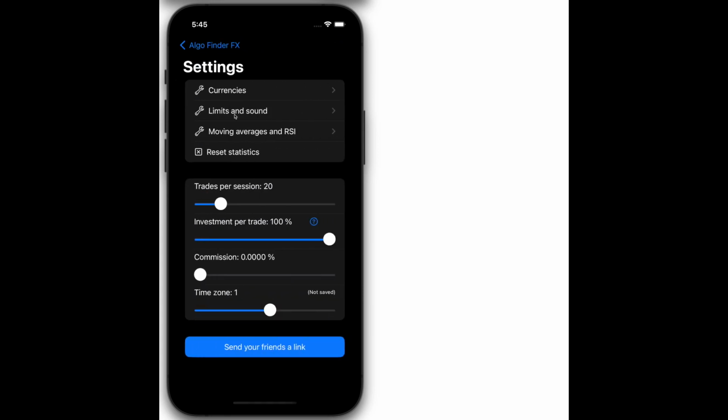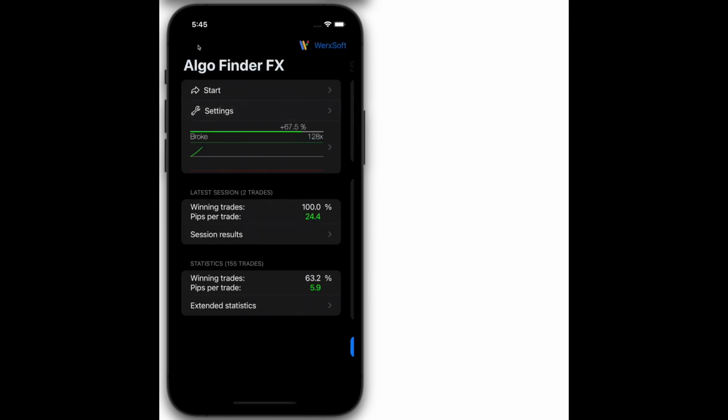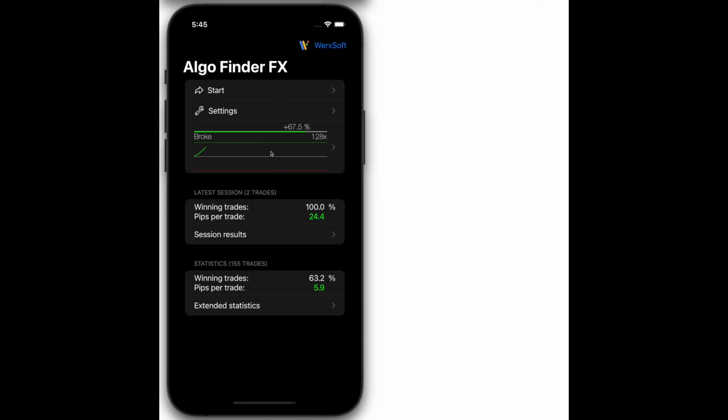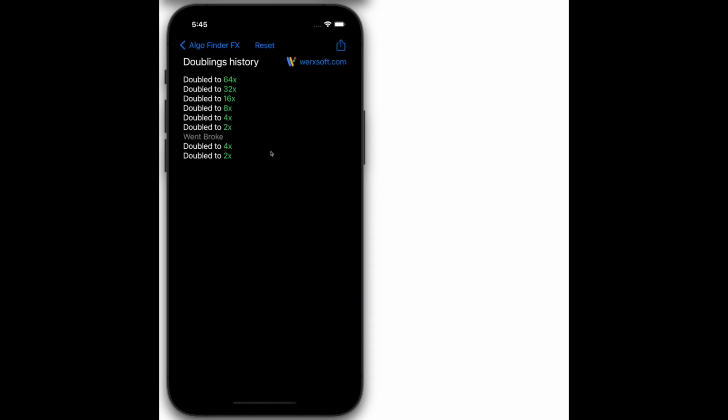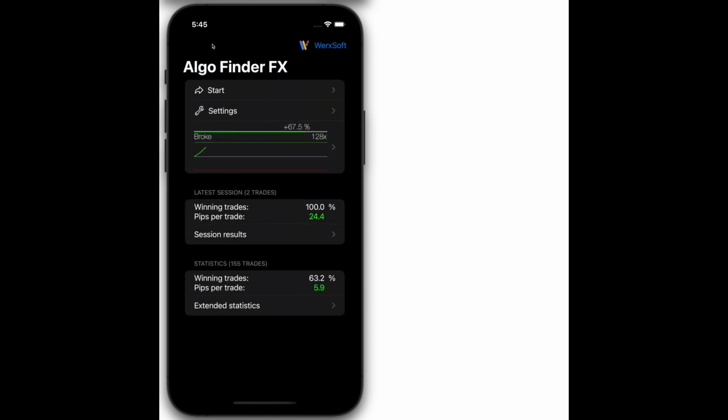You can reset these statistics here and set other settings in here. And you have additional historical data here. This is my doublings history. So I doubled again, went broke, and then I doubled quite a few times there.